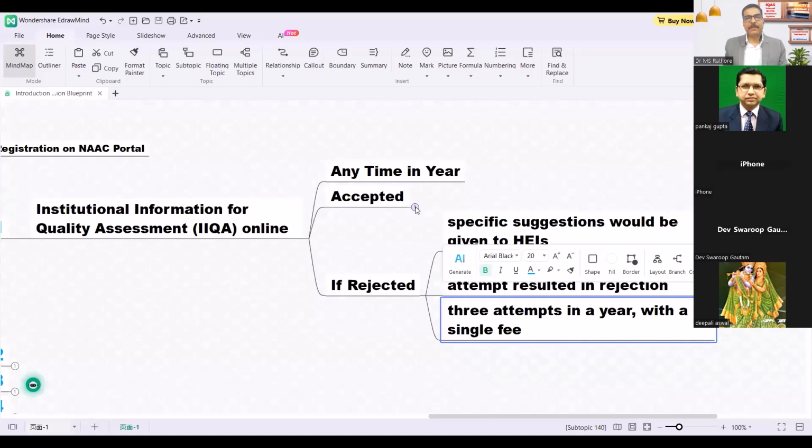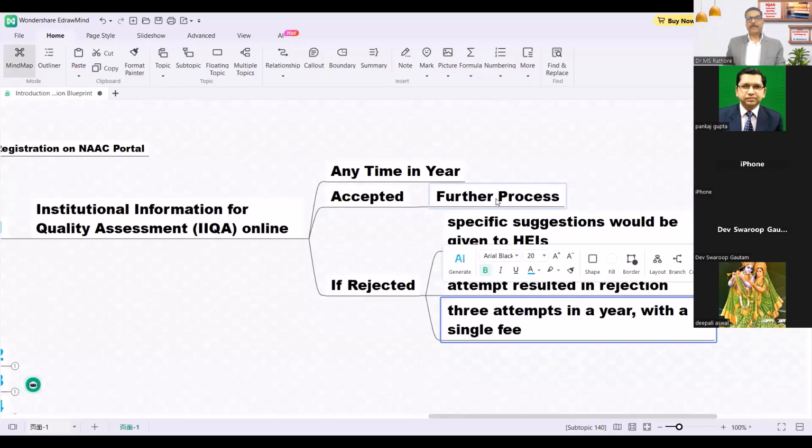The IIQA may be rejected if the institution is not fulfilling the criteria. What is the minimum criteria to file the NAAC application, the NAAC assessment invitation? The institution must have 6 years of standing, or 2 batches must have passed out. This is the minimum prerequisite. The institution must also be enrolled on the AISHE portal, that is, the All India Survey on Higher Education. These are the prerequisites for NAAC accreditation, and these are the reasons due to which the IIQA can be rejected.